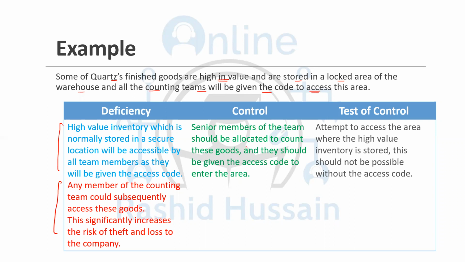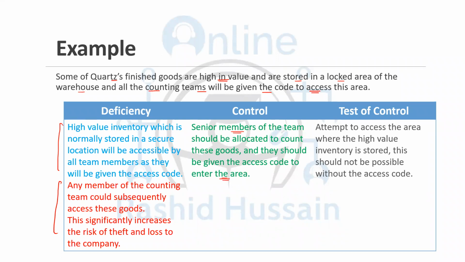Recommendation is that the code should be given to only senior members of the team, and they should access the area themselves. It should not be known to everyone. Now, if the system is operating effectively, then particular individuals will have the code and not everyone will have the code. So how can you check whether only limited persons have the access or everyone has the access? There are two methods.